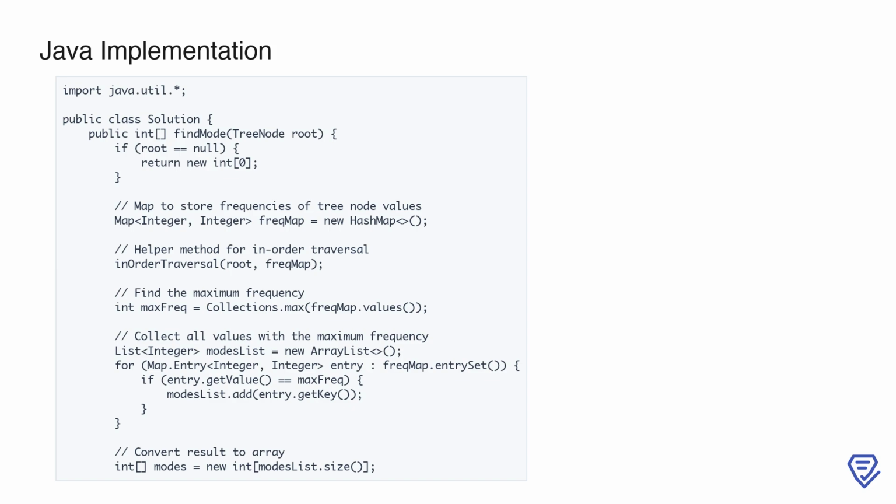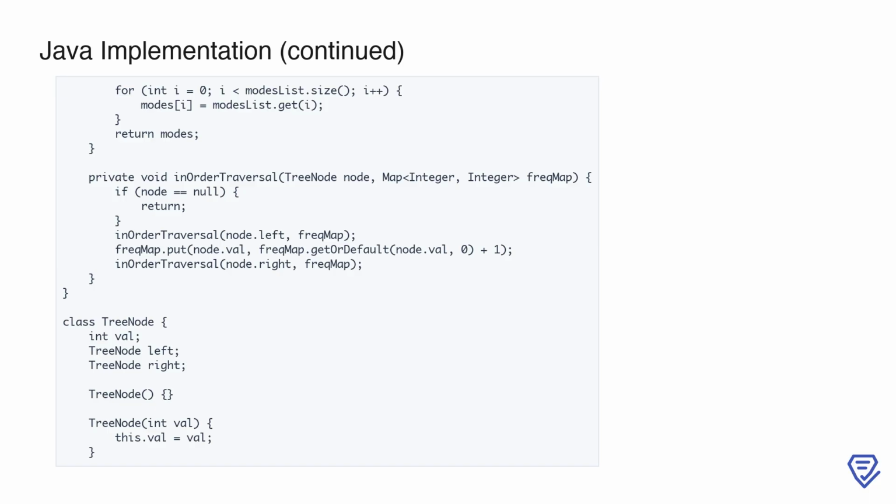After identifying the maximum frequency, we create a list called modesList to collect all the values that occur with this maximum frequency. By iterating through the map entries, we add keys to this list if their frequency matches the maximum frequency. Finally, we prepare to convert this list of modes into an array for the result. We convert modesList into an integer array by iterating through the list and assigning each value to the corresponding index in the array. Once the array is fully populated, we return it as the result of the findMode method.